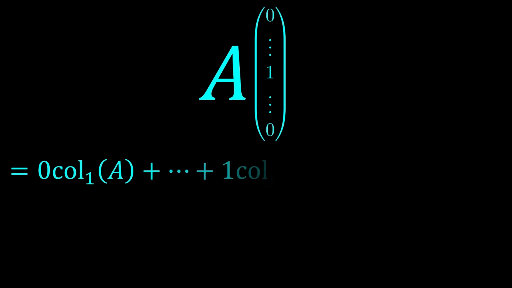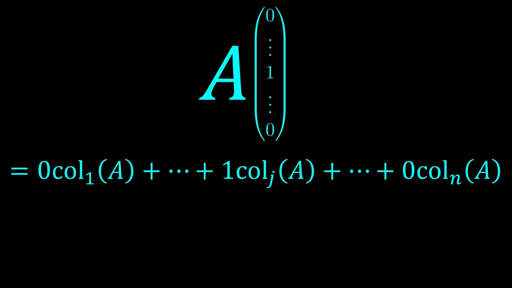A e_j does return the jth column because A e_j is a linear combination of the columns of A. And because everything here is 0 except the jth position, only the jth column remains in the sum. And we do indeed get the jth column of A.